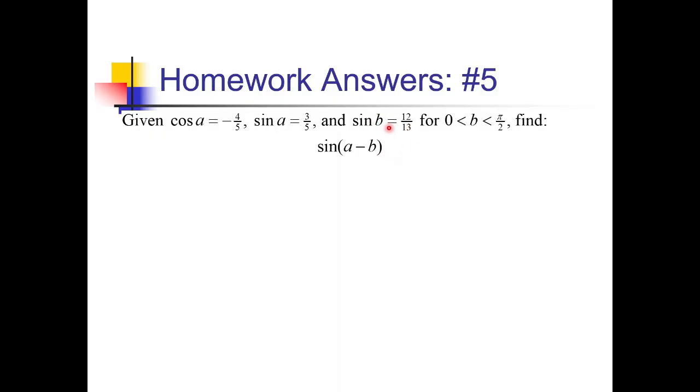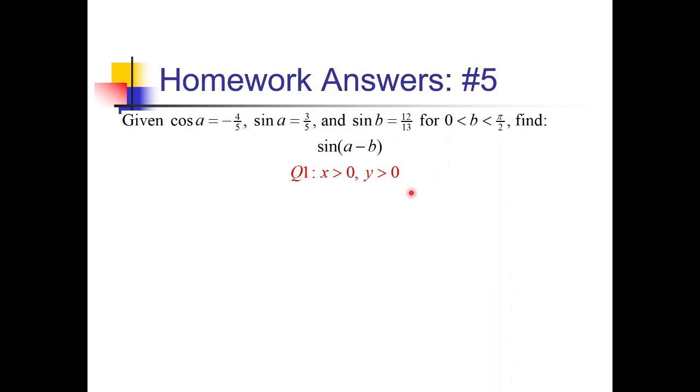Now the key for this one is that since b is between 0 and pi over 2, that means we are in quadrant 1. This is 0 degrees to 90 degrees. So the x and the y values there are positive, which we do need to keep track of, because if they're negative, then that's going to change our final answer when we plug things in.